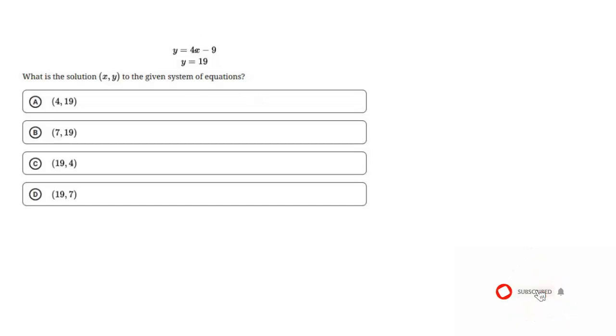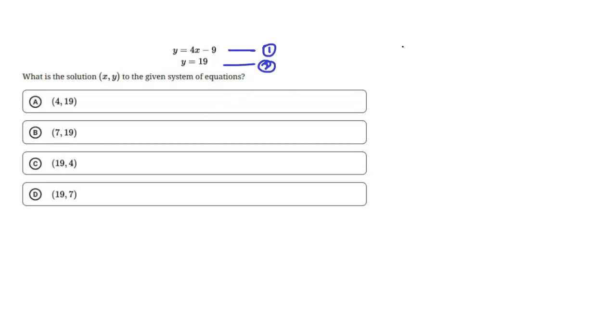So in this video, I'm going to be solving this SAT practice question. The question is, what is the solution x, y to this given system of equations? Basically, we are looking for the values of x and y that will make both of these equations true. So to make it easier, let's say this is equation 1, and let's call this equation 2.